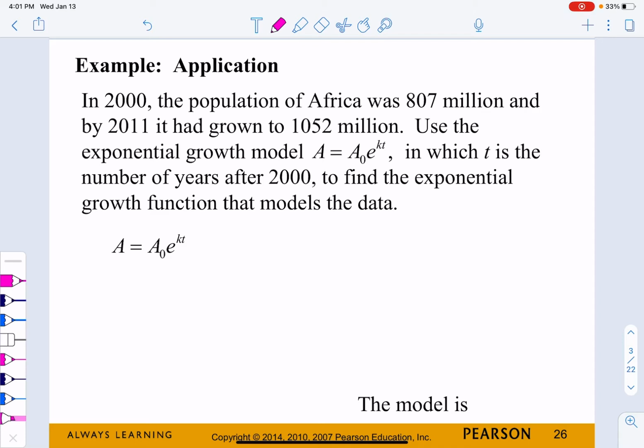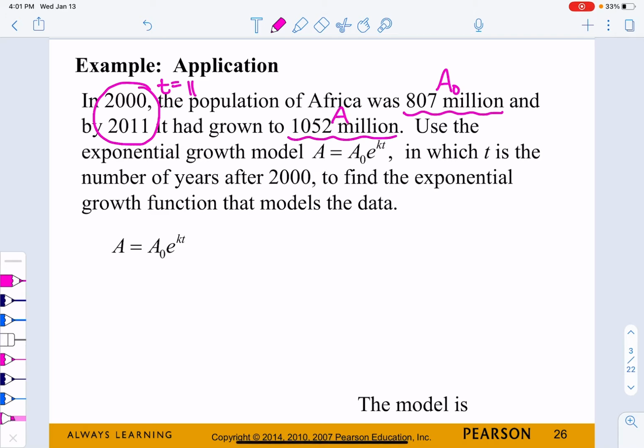So we need to go back and see what information we have. We're starting in the year 2000, and by the time we get to the year 2011, t is going to equal 11. It's been 11 years since 2000. In 2000, at the starting point when t was 0, the population of Africa was 807 million. That's our initial amount, our a sub 0. And by 2011, which gave us t equals 11, it had grown to 1,052 million. So that's going to be our A value.